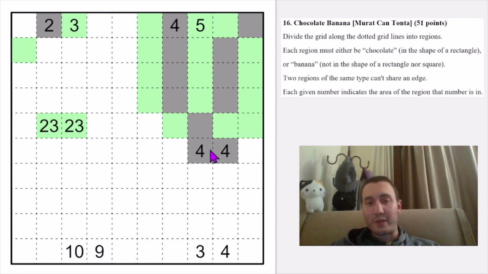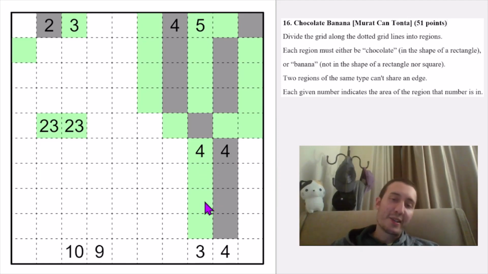But now this 4 cannot also be chocolate because you cannot form a rectangle here. Anyway, you would need this cell to be shaded, but it isn't. So you get opposite colored 4 regions. This chocolate 4 needs at least this cell, cannot take this, but cannot go down as a 1 by 4 because then the banana next to it is also a 1 by 4 and shade around the chocolates.